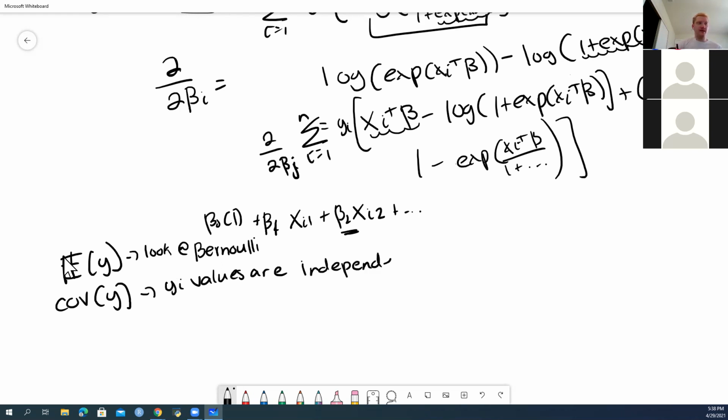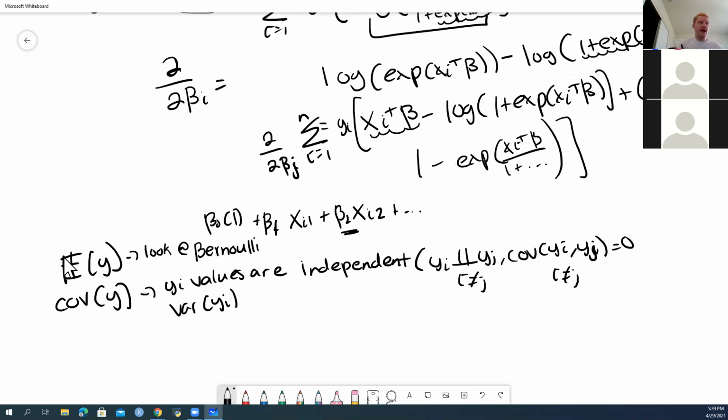That means yi is independent of yj, right? So obviously the covariance of yi and yj, if i is not equal to j, is going to be equal to 0. And then for the variance of yi, which gives the diagonal values, notice that you can use the variance properties of a Bernoulli.